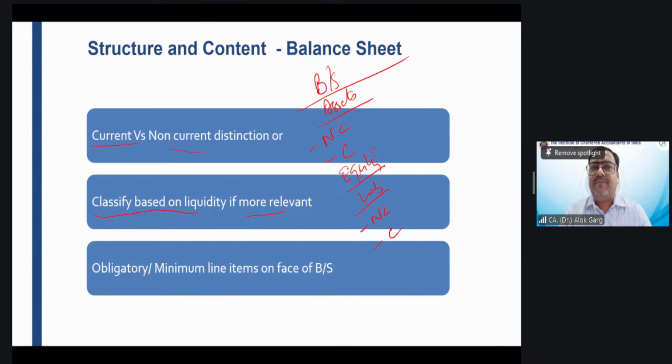If it is on the basis of liquidity, you need to classify on the basis of liquidity if it is more relevant, right? For example, if the company is into liquidation, if the company is not preparing the accounts on a going concern basis, whether this current non-current will be relevant? This current and non-current will not be relevant. Why?